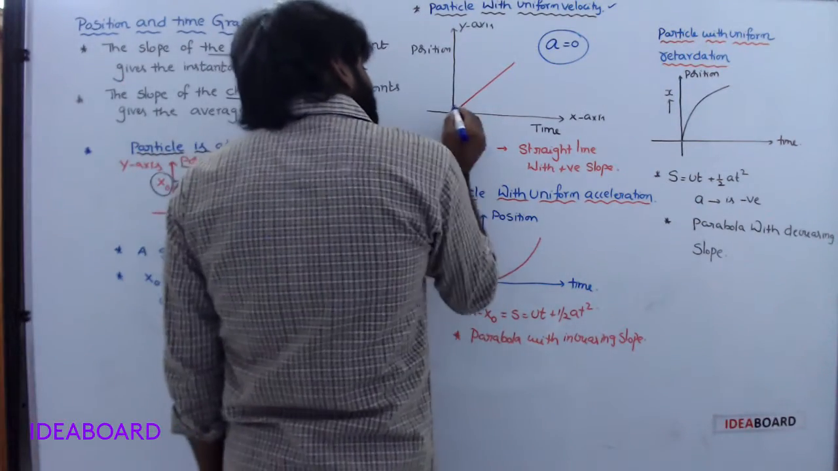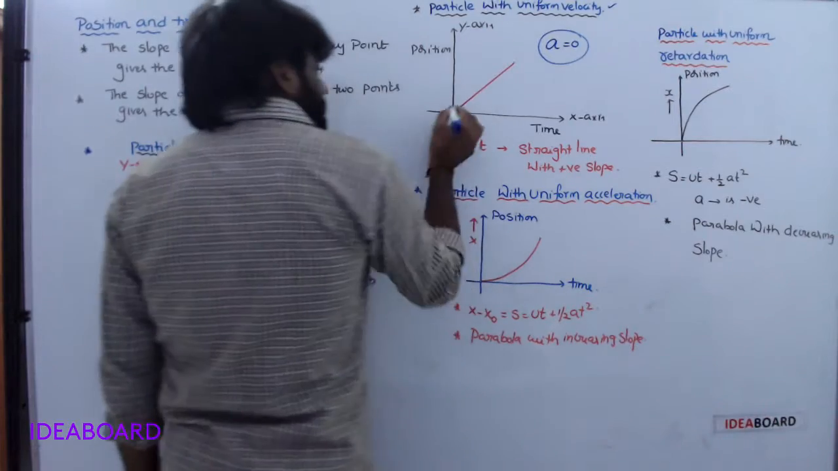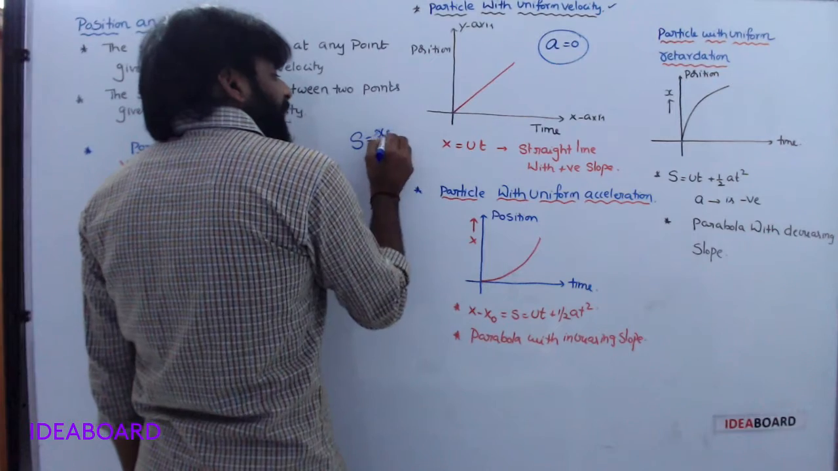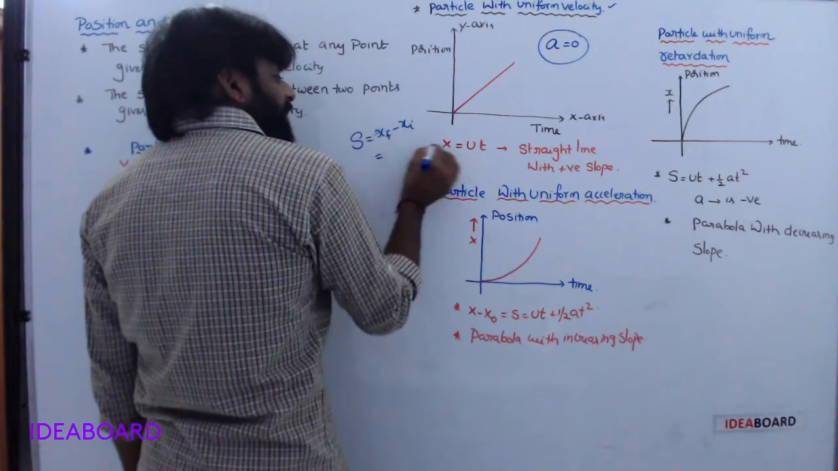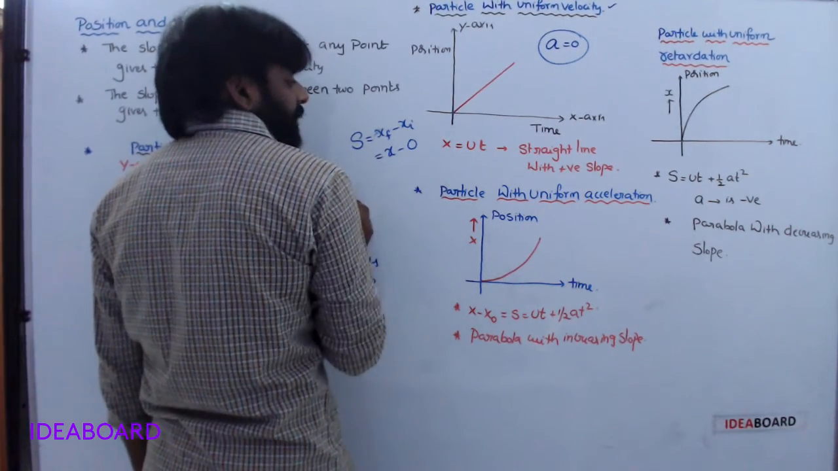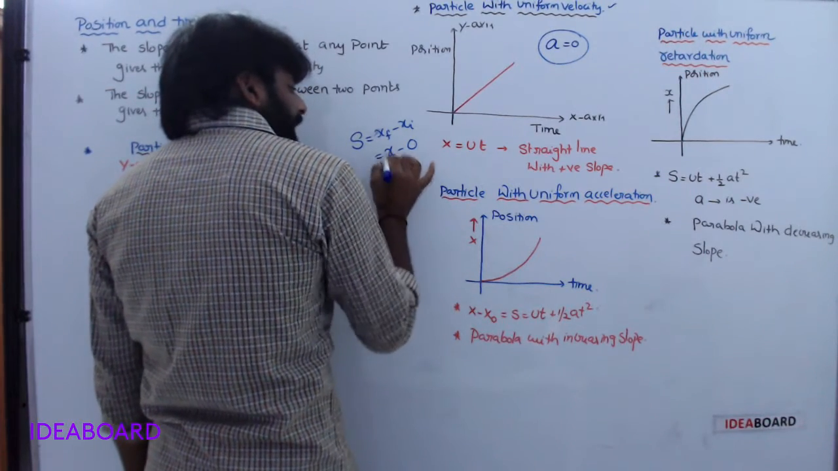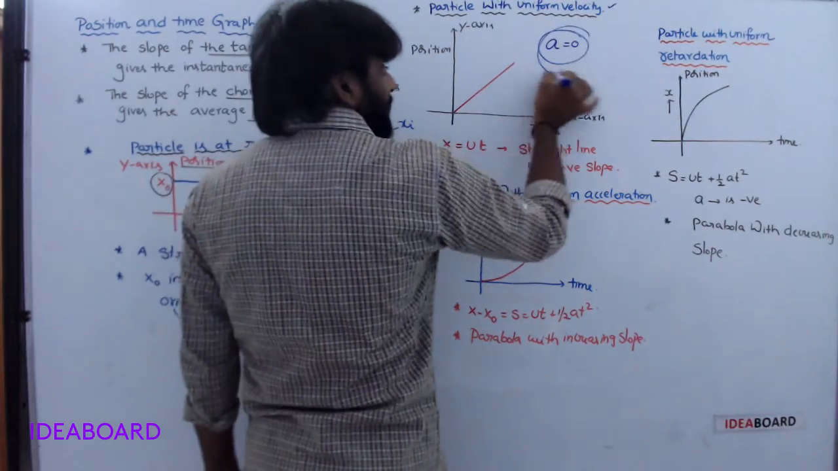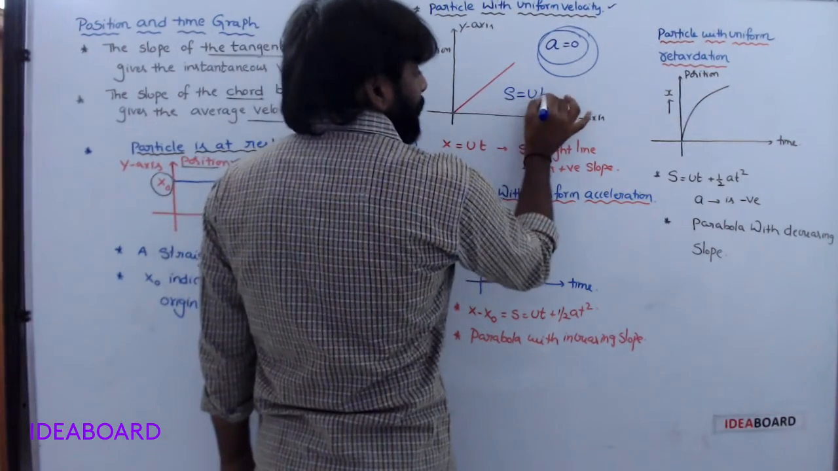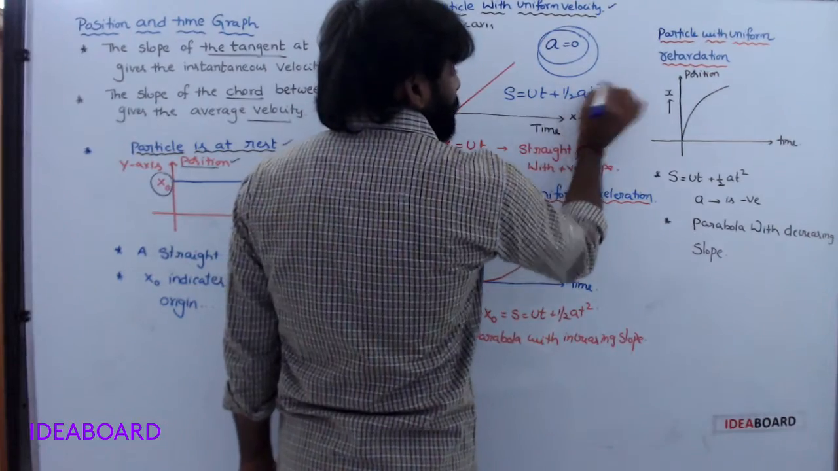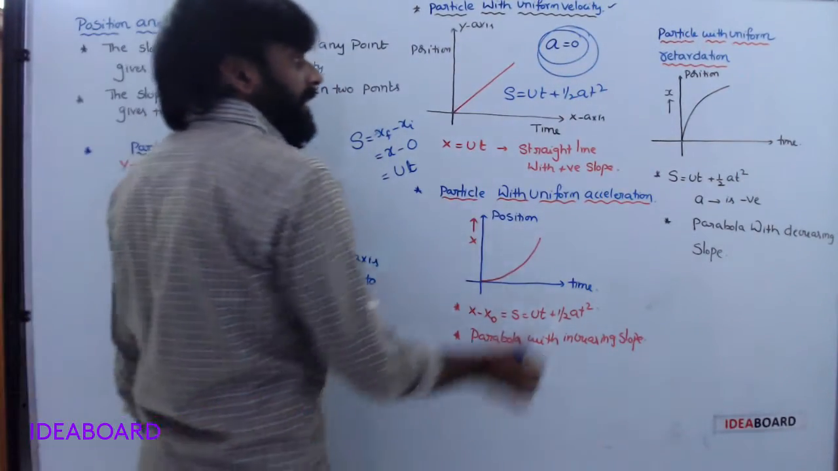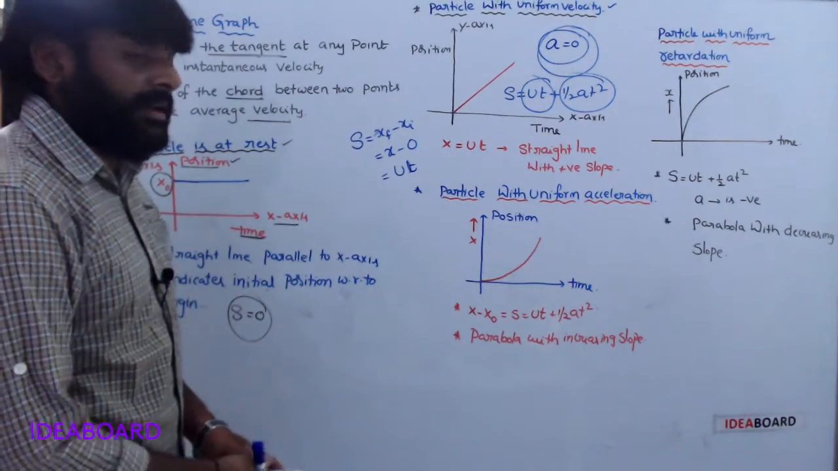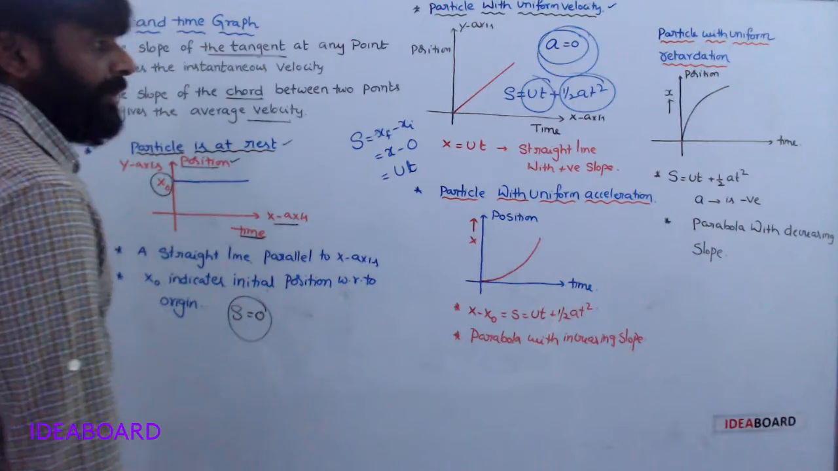Here it starts from the origin. It starts from the origin means displacement, generally x final minus x initial. X initial is 0. So x is equal to ut, because acceleration is 0. Generally ut plus half at square, but acceleration is 0. That's why you take only ut. Understood?